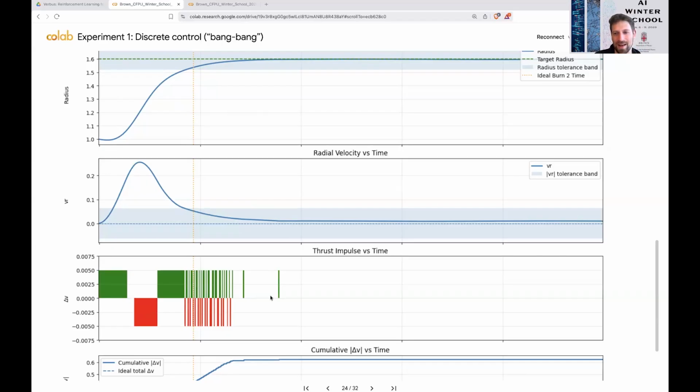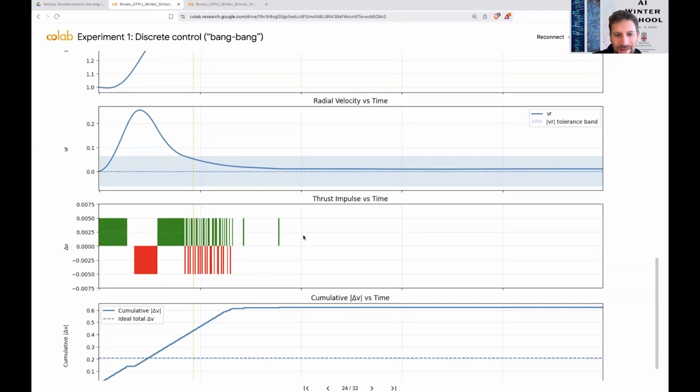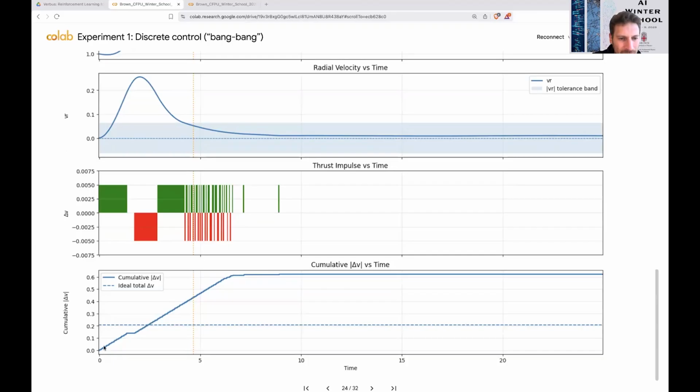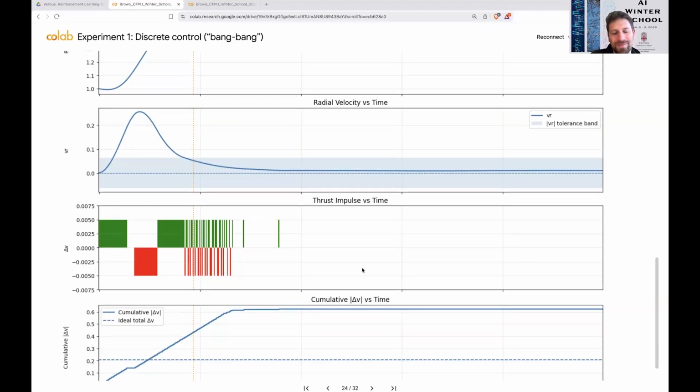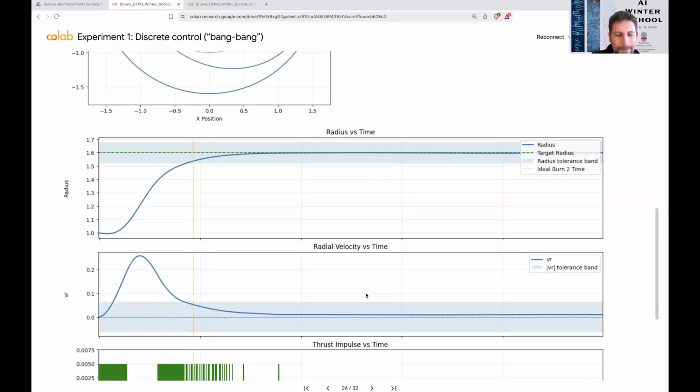Then eventually we get close enough and it just shuts off and coasts. So the cumulative burn here, ideal would have been this dashed line, and again, we're about a factor of three too large. But overall, we got a solution that converged and it's within a factor of a few of what the analytic ideal was here.